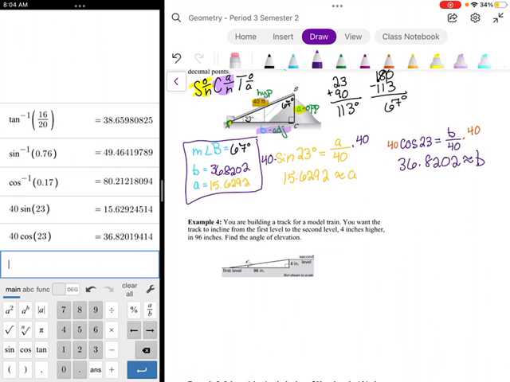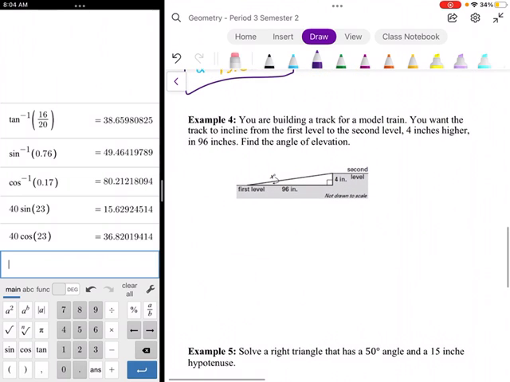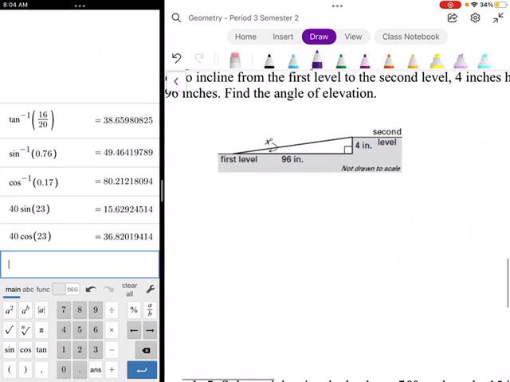Okay. So for number 4, this one we're looking for an angle. So it says you are building a track for a model train. You want the track to incline from the first level to the second level 4 inches higher in a length of 96 inches. So they've already labeled our picture for us. They want us to find the angle of elevation. So to start off with, let's go ahead and label our sides of the triangle. And then we're going to choose which one of our functions we're going to use from SOHCAHTOA.